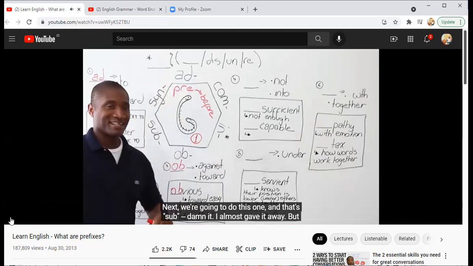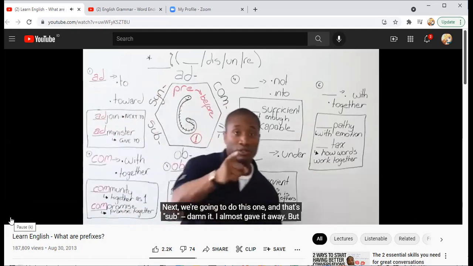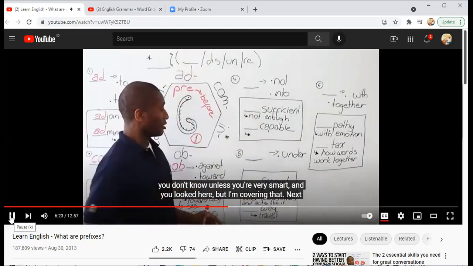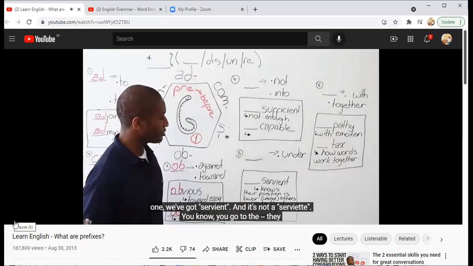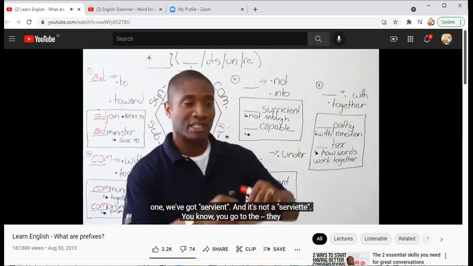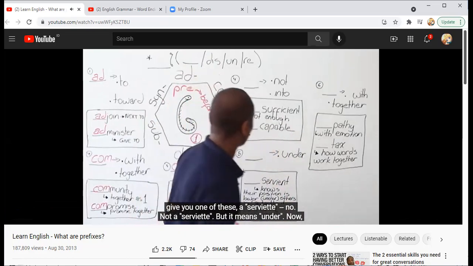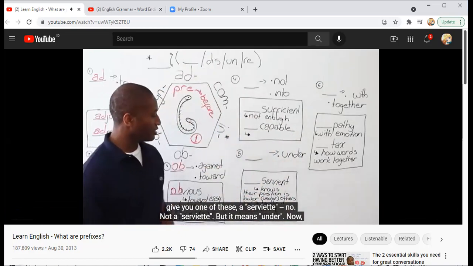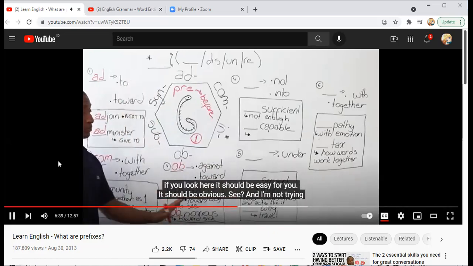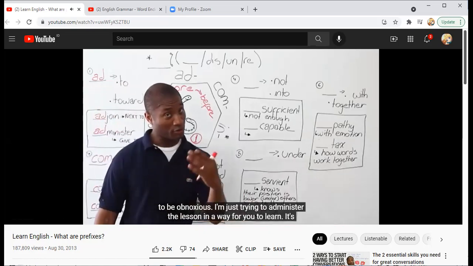We're gonna do this one, and that's so. Damn it! I almost gave it away, but you don't know unless you're really smart. You look here, but I'm covering that. Next one, servient. It's not a servient. A servient, but it means under. Now, if you look here, it should be easy for you. It should be obvious. See, I'm not trying to be obnoxious. I'm just trying to use the lesson in a way for you to learn.